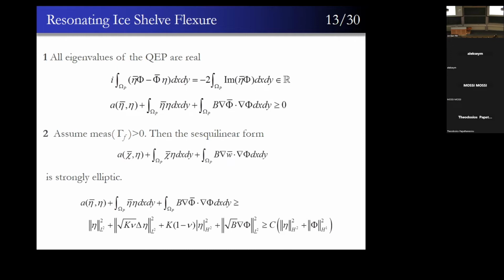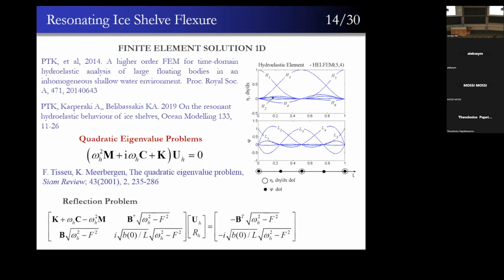So for this system, we know that all the eigenvalues are real. This can be easily proven because of the positive definiteness of the second operator we see, and the fact that the hydroelastic restoring forces are real. And if we have also the frontal line with nodal condition 0, then because of the Friedrichs inequality from the second equation, we have a strongly elliptic bilinear form. We solve this problem then as a quadratic eigenvalue problem.